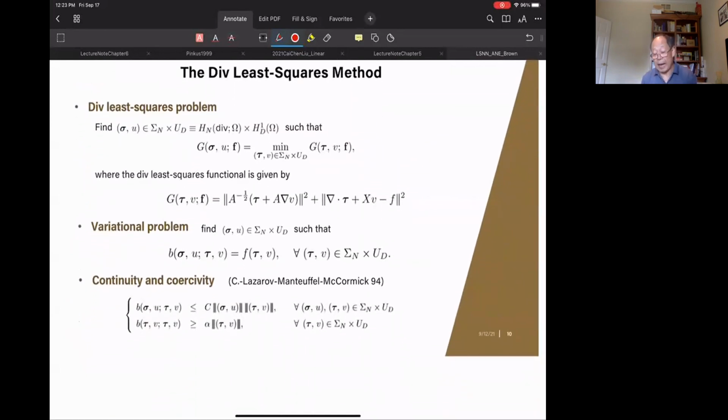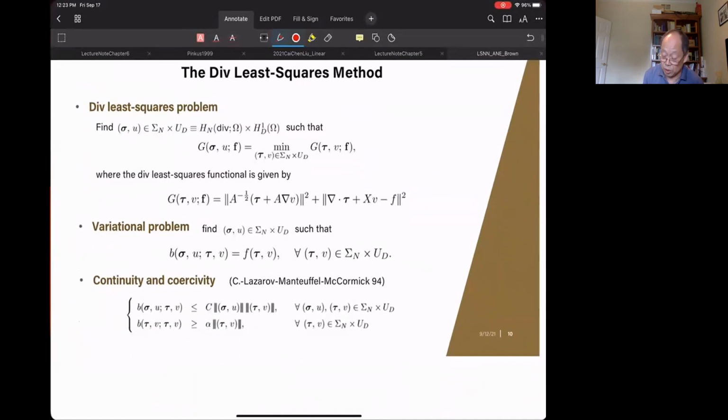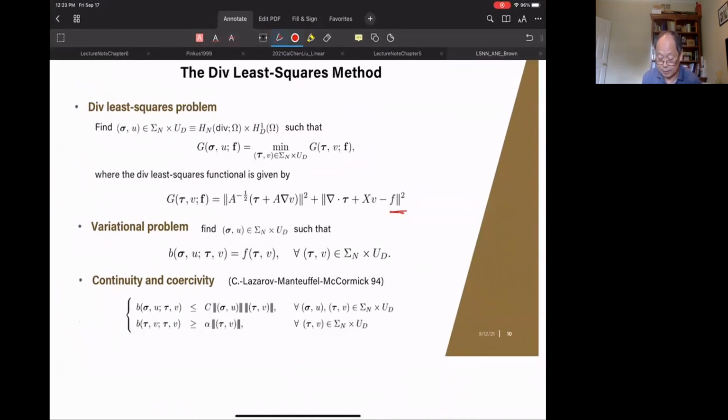So if we apply the simple least square to that problem, this is the least square functional we want to minimize. And you can write down the corresponding variational formulation. And also you can establish the coercivity and continuity, which are important for PDEs, right?